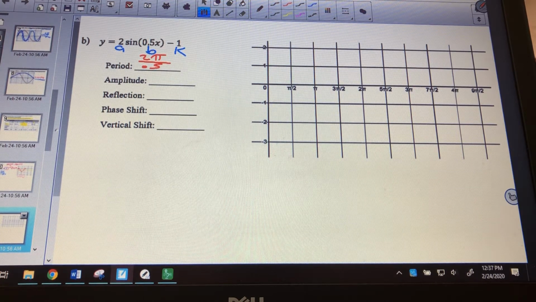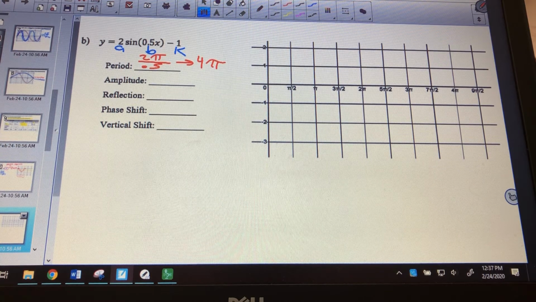Now ignore the pi, all right? What is 2 divided by 0.5? And if you're not sure, do it in your calculator. What is 2 divided by 0.5? 2 divided by 2 would be 1. Becca? 4. Do it in your calculator if you have to. 2 divided by 0.5 is 4. So our period is actually 4 pi.